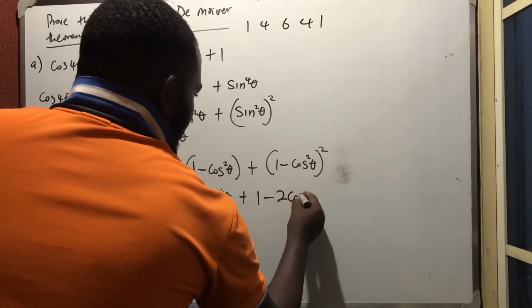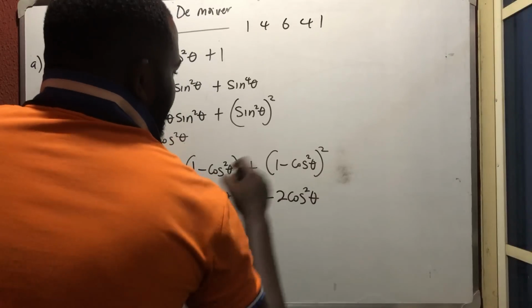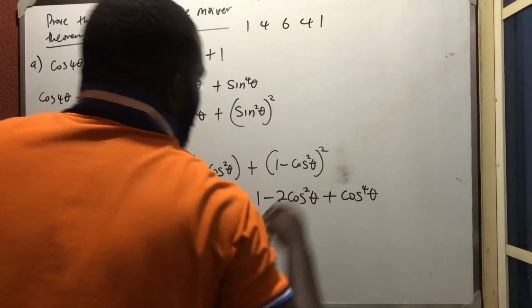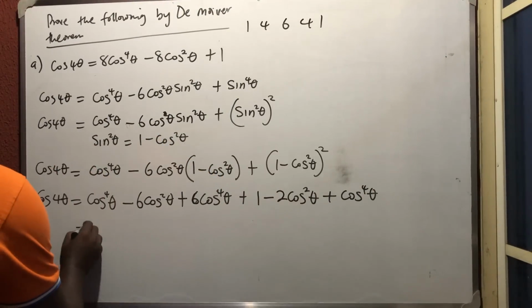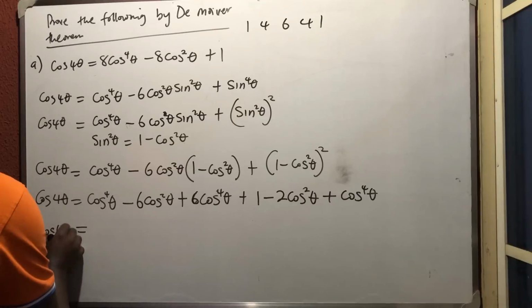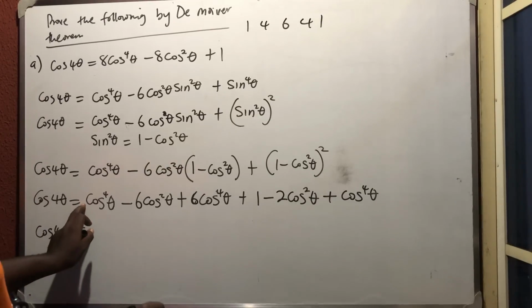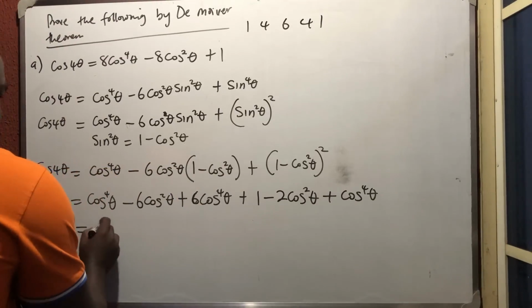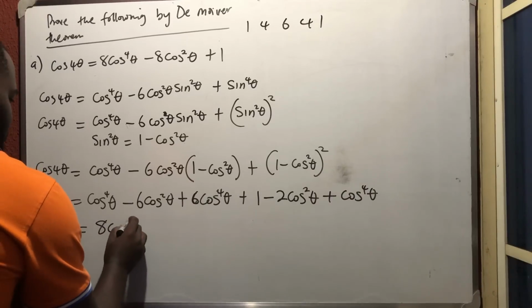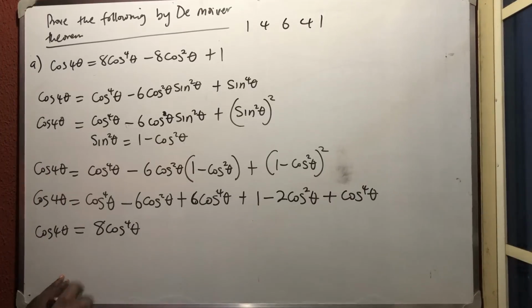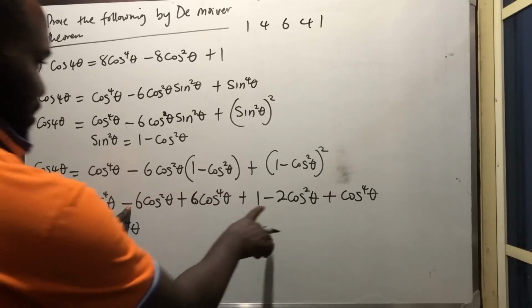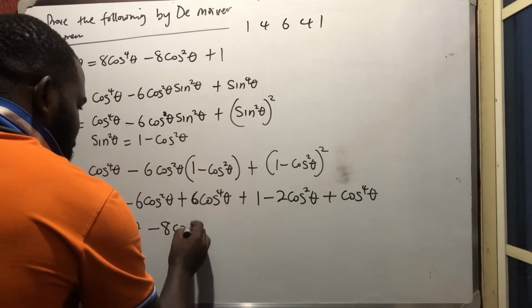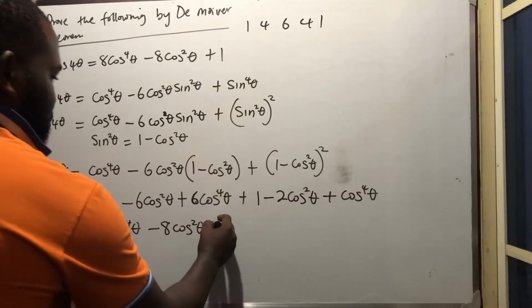Minus 2 cos square theta. Then square the last one, we have plus cos 4 theta. So that is what it gave me. Now let me bring out cos 4 theta like this. So this is 1. 1 plus 1, 2. 2 plus 6 is 8. So I'm having 8 cos 4 theta like this. The other one now, minus 6 minus 2 will give you minus 8. So I'm having minus 8 cos 2 theta. Then I'm left with plus 1.